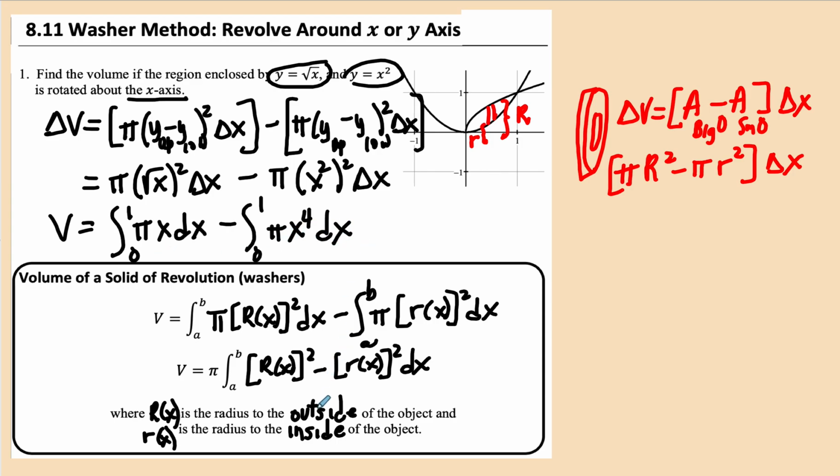Now, there is also another way you can do it. If you don't want two separate integrals, you can actually just put them together, put the pi outside, and then just work with the squaring of the big radius minus the little radius if you want to work with just one integral. Remember, capital R is the radius to the outside, and little lowercase r will be the radius to the inside.